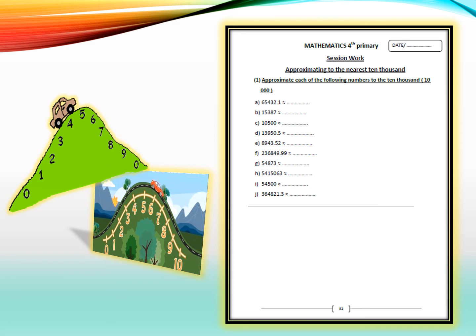Okay, let's see number C. Number C, we have 10,500. We will circle the number in 10,000, which is 1, and the number on the right, which is 0. 0 is a weak number, it doesn't give 1 anything, so 1 becomes 1, and 0 becomes 0, 5 becomes 0, 0, 0. So the number after approximation will be 10,000. The remaining exercise will be homework.